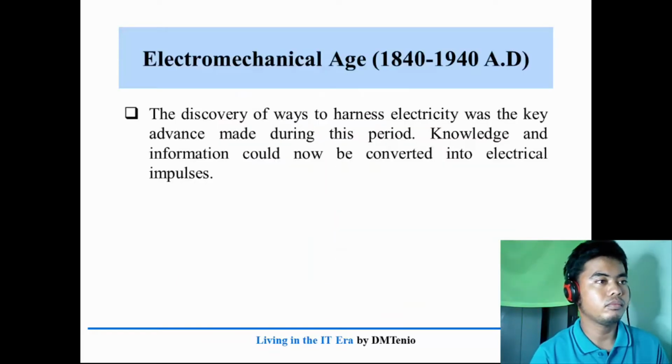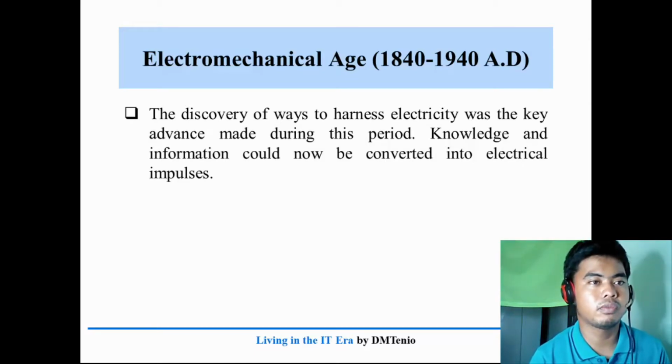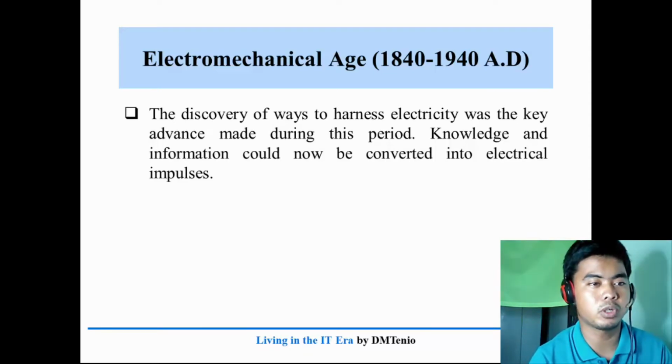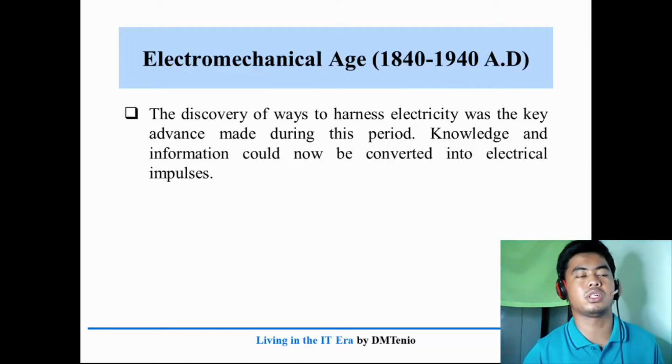Then we have Electromechanical Age, 1840 to 1940 AD. So the discovery of ways to harness electricity was the key advance made during this period. So knowledge and information could now be converted into electrical impulses.